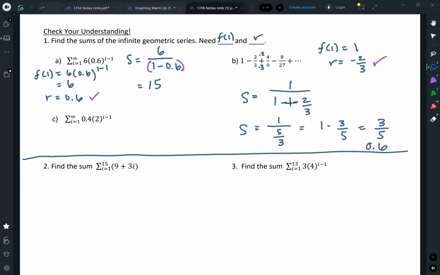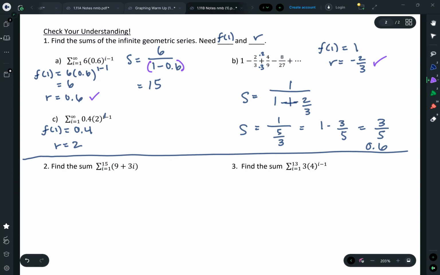For C, let's see, it looks like if we put in 1, we get a 1 minus 1, 0 thing going on again here. So my f of 1 is just going to be 4, or no, 0.4. And then my r is equal to 2. Oh, but wait, 2 is too big, right? That's greater than 1, so there would be no sum here. So it's actually diverging instead. It's not adding little tinier and tinier bits each time. It's multiplying and adding bigger and bigger pieces each time. So it's never going to converge. It's going to diverge. There's no sum.